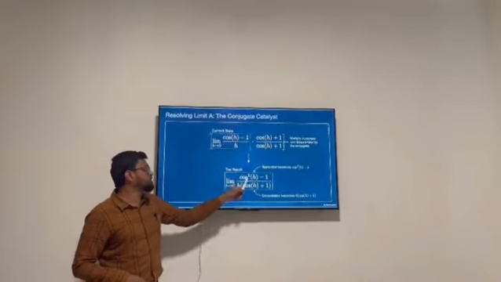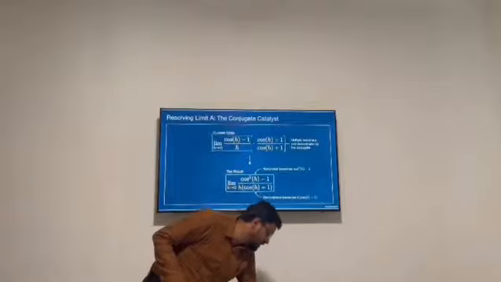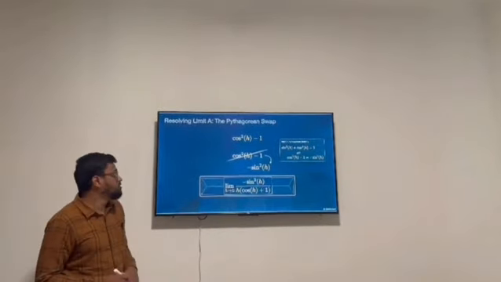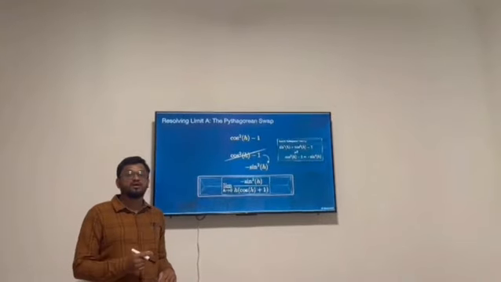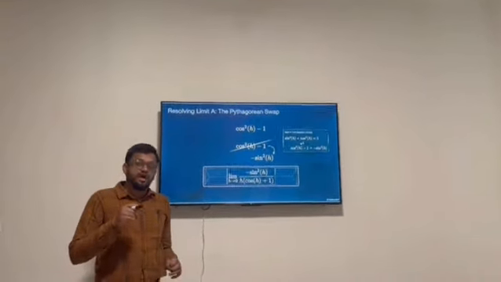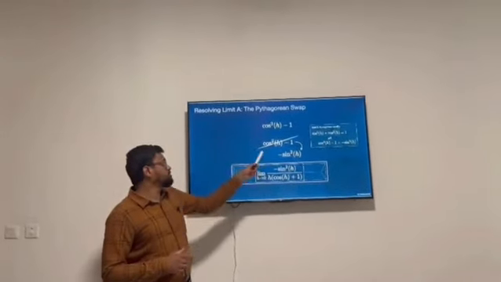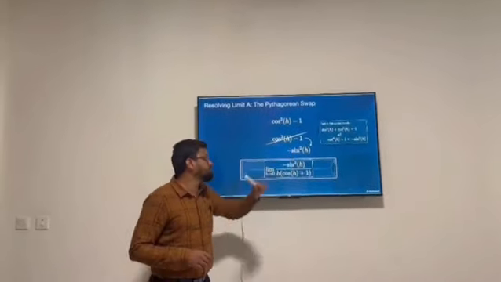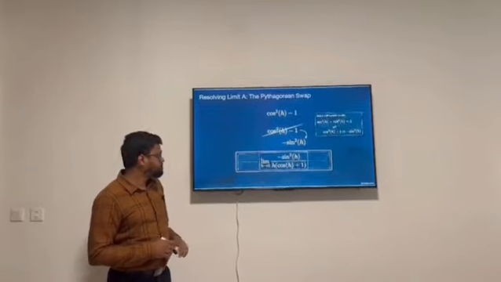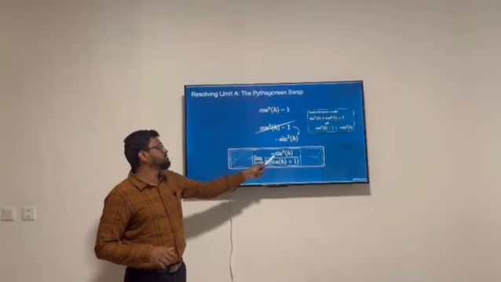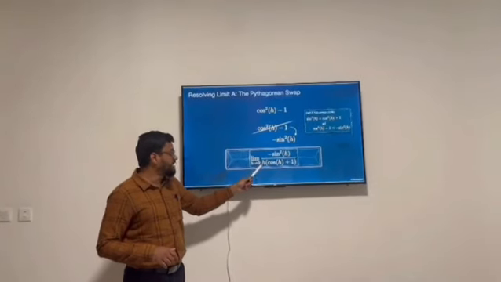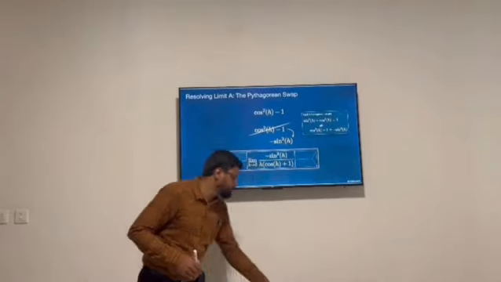So the limit becomes limit as h approaches 0, (cos square h minus 1) upon h times (cos h plus 1). The denominator as it is. Now cos square h minus 1 is minus sin square h. The trigonometric identity is cos square x plus sin square x is 1. So cos square h minus 1 becomes minus sin square h. So the limit becomes limit as h approaches 0, negative sin square h divided by h times (cos h plus 1).